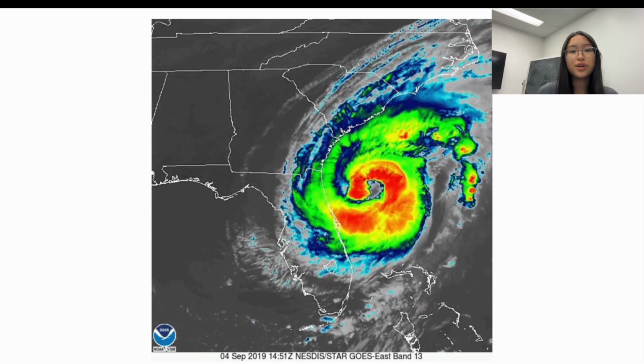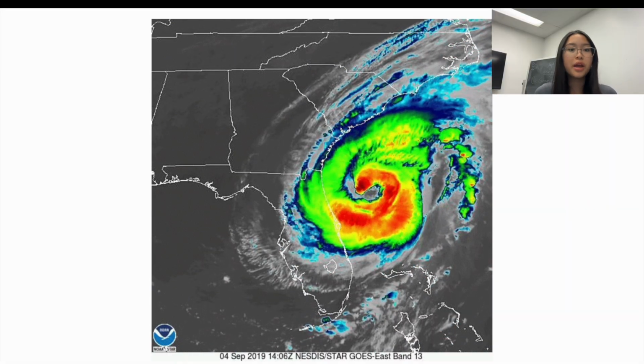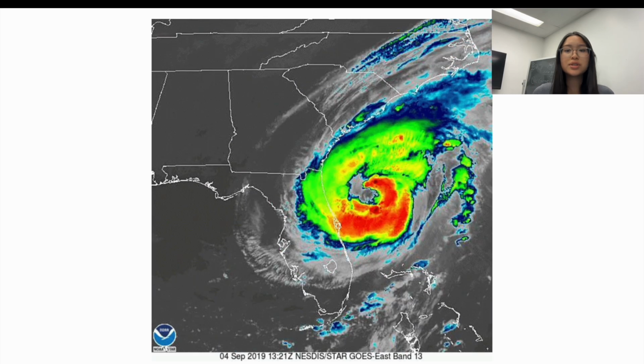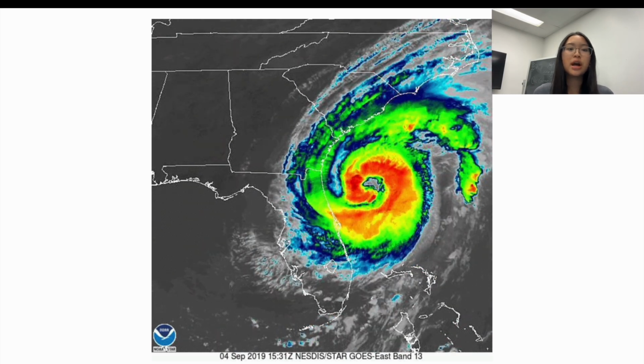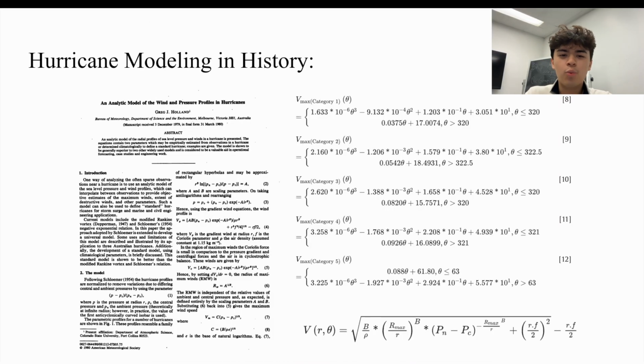Two key parts of hurricane modeling and mapping derive directly from Calc 3: parametric equations and vector fields. But what are these models, and what specific roles do these Calc 3 concepts play? Parametric equations are one key method of mapping and modeling hurricanes.